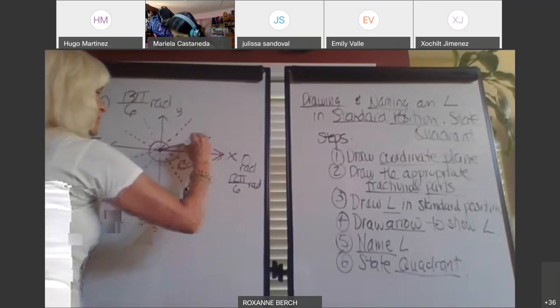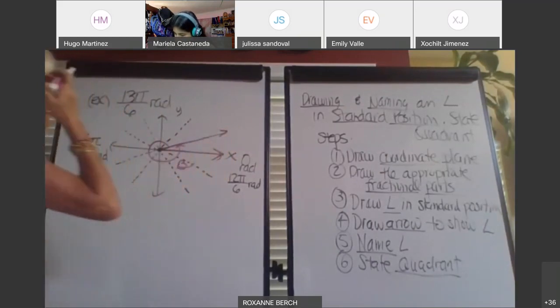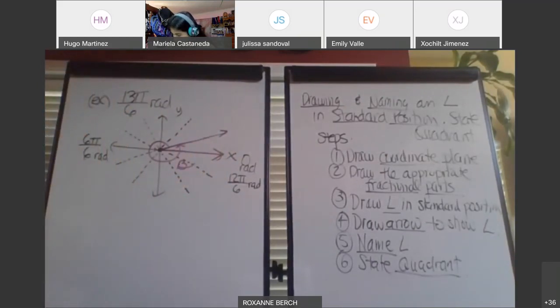Draw your terminal side. So 1 plus 6 more. And what quadrant are we in? We end up in quadrant... for drawing and naming an angle in standard position.